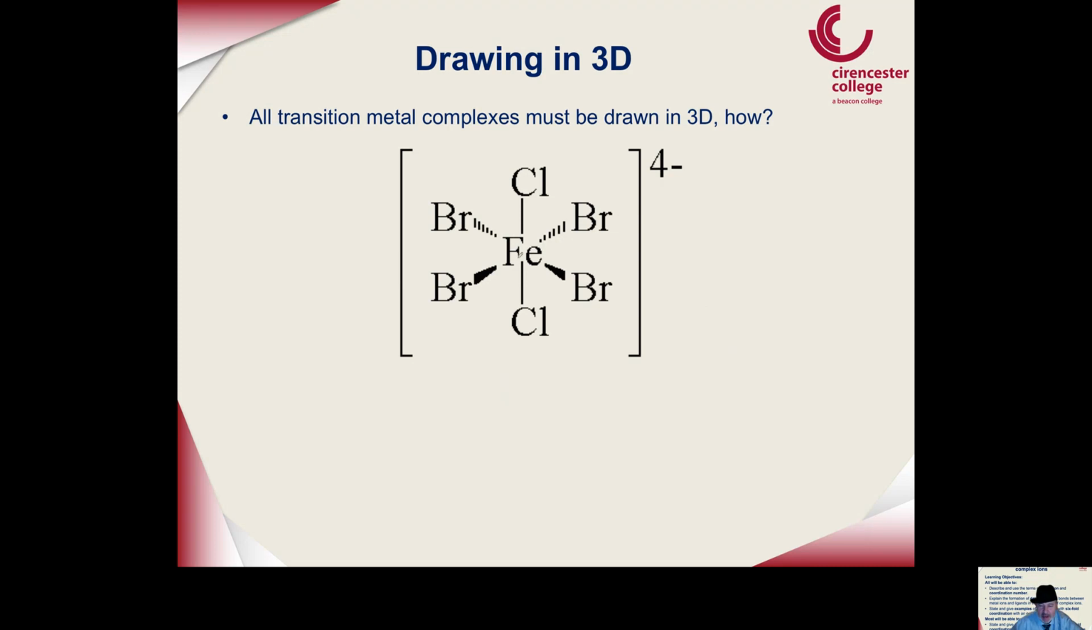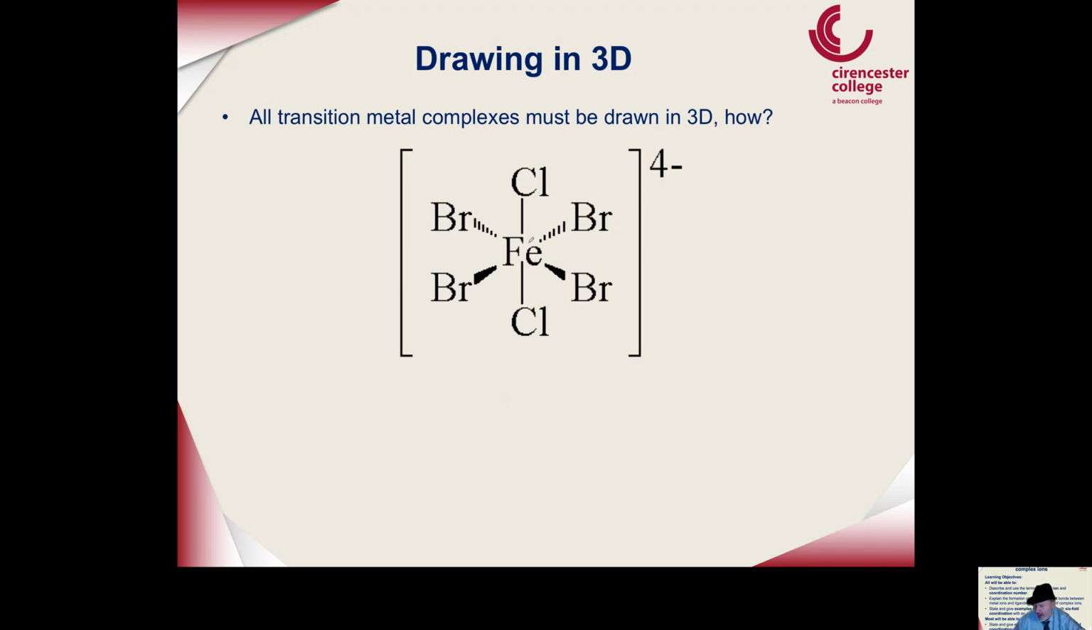So here is iron. It's got 4 bromides, or bromos, with it, and 2 chloros. So we would call this tetrabromodichloroiron. The charge on this is 4-. What does that mean? The iron must be 2+, because we've got 6 minuses surrounding it: Br-, Br-, Br-, Br-, Cl-, Cl-. That's 6-. The iron must be 2+ in here.